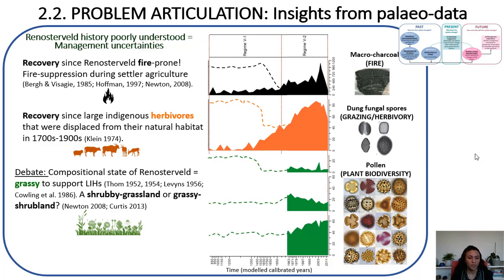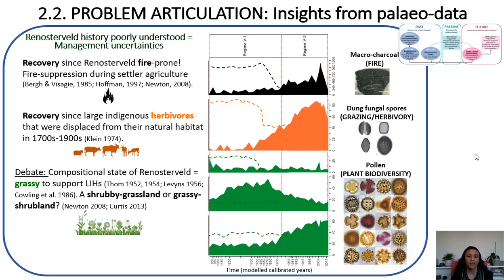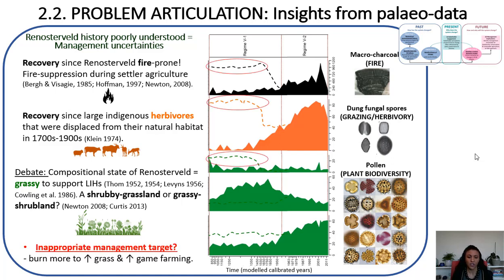And then there is this huge debate about what the original compositional state of Renosterwald should look like. Some say it's a shrubby grassland, others say it's a grassy shrubland, but there has been a consensus that there was a lot more grass in the area. But actually, what you'll see is that there wasn't a lot of grass, and the grass is a lot lower than we expected it to be, and it's probably more of a grassy shrubland. So that means that this might be an inappropriate management target. In other words, we need to burn more, have more grass, and have more game farming.